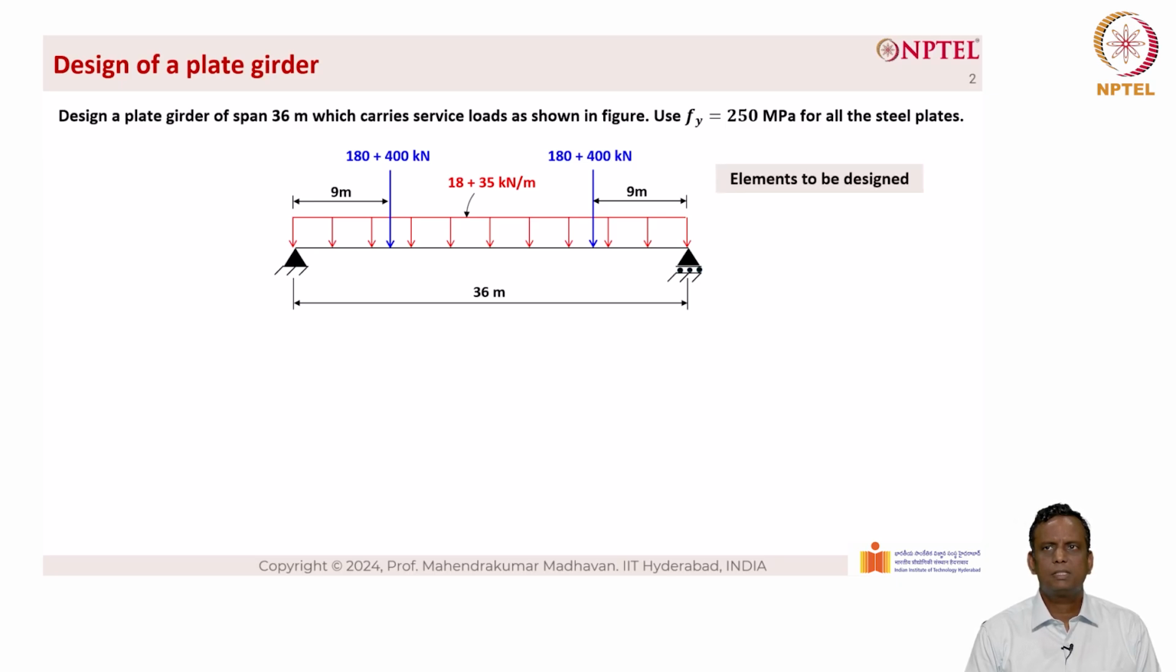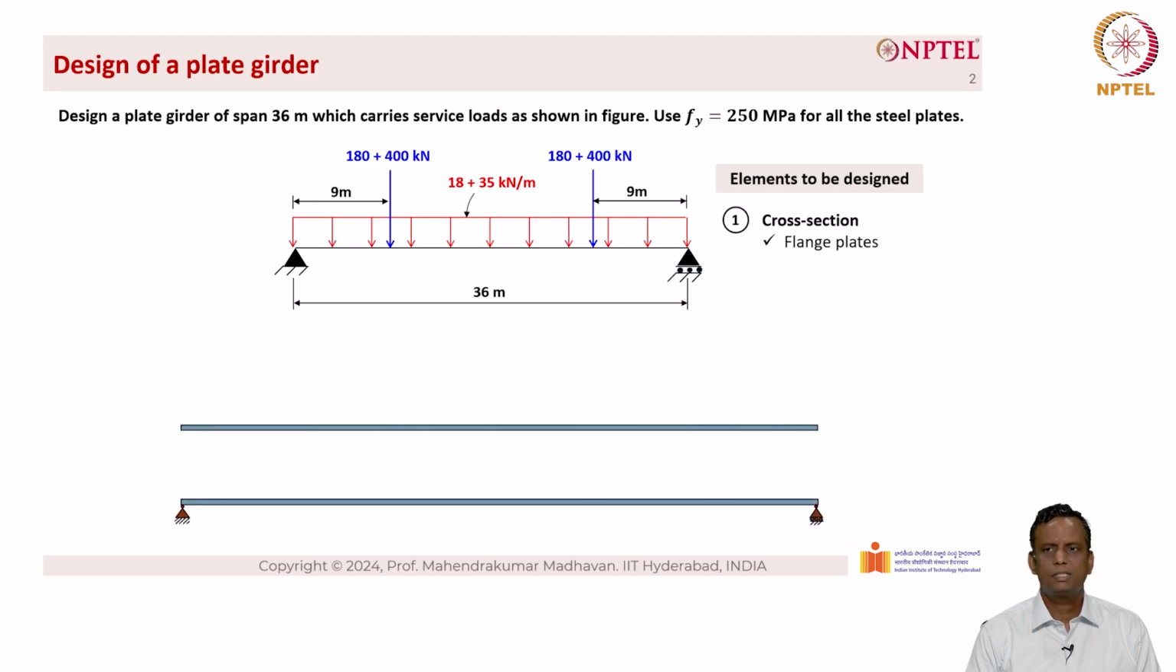The elements to be designed in a plate girder are: number 1, cross section, which is flange plates. As you can see at the bottom, there is a figure that shows the flanges of the plate girder. And then the next is the web plate. Again we can see at the bottom the web plate that is being highlighted.